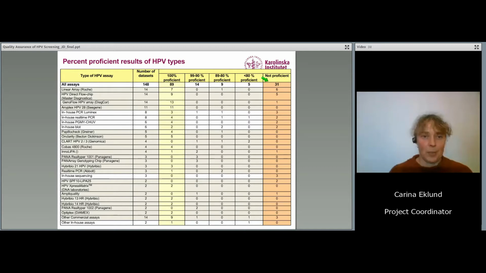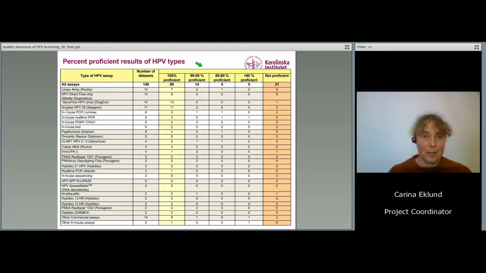And what is also important is that some of the assays, like linear array and HPV direct flow chip, have a few laboratories that show not proficient results, but there are also a few laboratories, or more or less the same number of laboratories, that have 100% proficient results. So the same assay can work perfectly well in one laboratory and give a not proficient result in another laboratory, which means that it's not just the assay that is important, but also how you perform the assay.